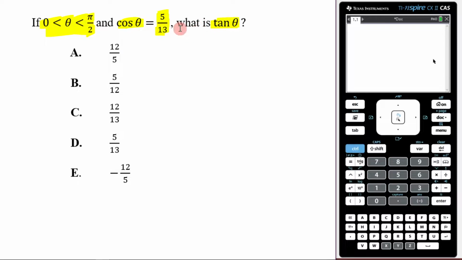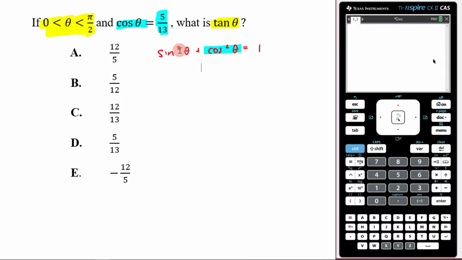Okay, the first thing you need to recognize here is that this is a Pythagorean identity question. And our Pythagorean identity states that sine squared plus cos squared is equal to 1. Now, what have we been given? I've been told that cos of theta is 5 on 13. So I could sub that into this spot here and then solve for sine.